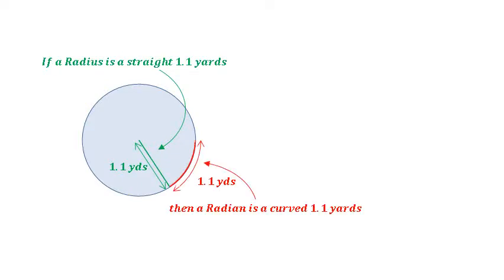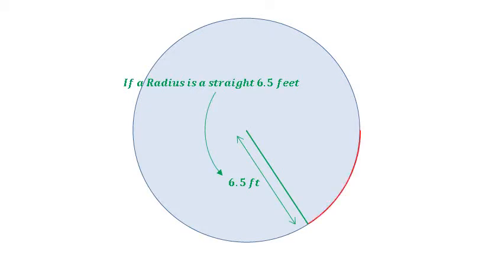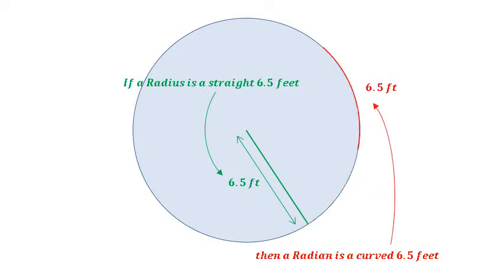If you have a radius that is a straight 1.1 yards, then you have a radian that is a curved 1.1 yards. If your circle has one radius that is 6.5 feet, then your circle has one radian that is 6.5 feet. The radian can be measured here, or over here, or even down here. A radian is just a length anywhere on the circumference.